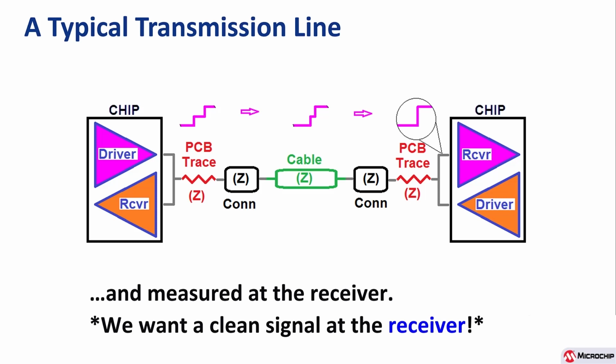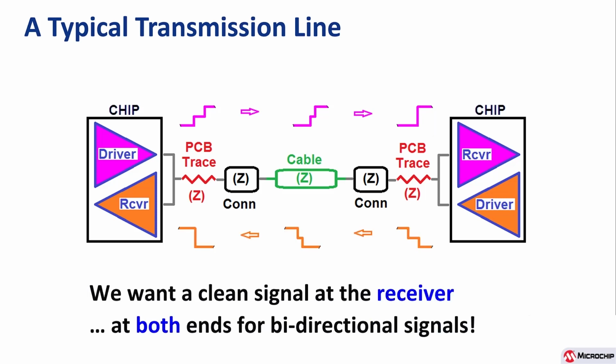The important thing is that the signal must look clean and decodable when it gets to the receiver. That's the most important element of transmitting any signal down a transmission line to any receiver. And remember, if this is a bidirectional system, as it is in this case, we need to make sure that it's clean arriving at the other end when the second chip transmits back. So we want a clean signal at the receiver at both ends.